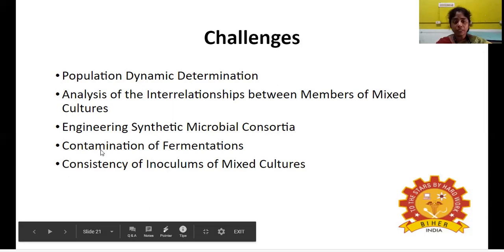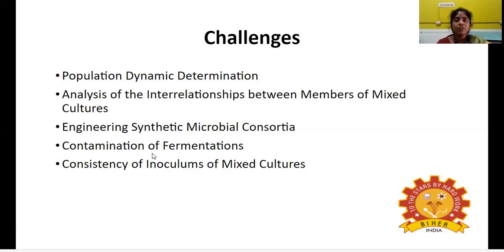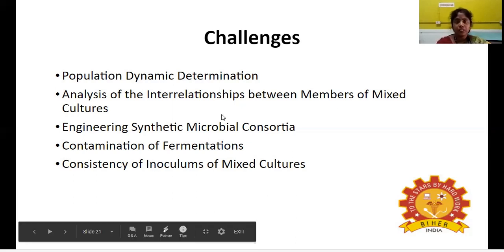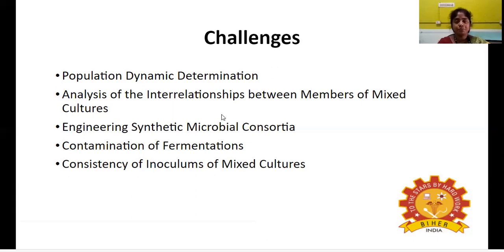And when we talk about the next challenge, it will be the fermentation contamination. So even if we are using a single source of an organism for a substrate conversion into the product, here we are using two or more types of organisms as a mixed culture. So that, surely, will lead to contamination. That is the next challenge.